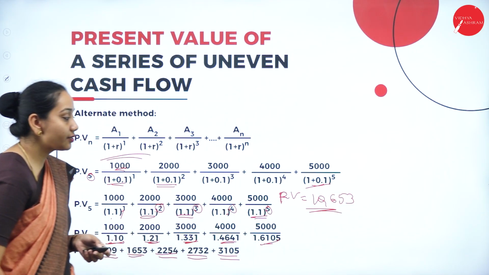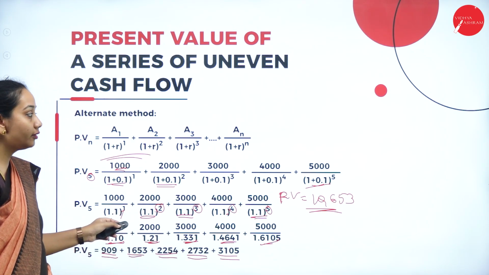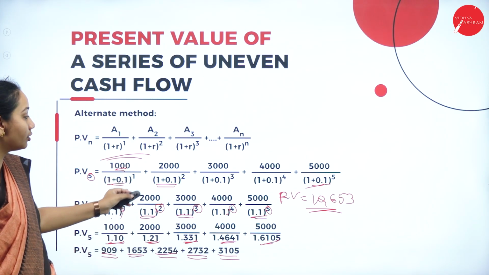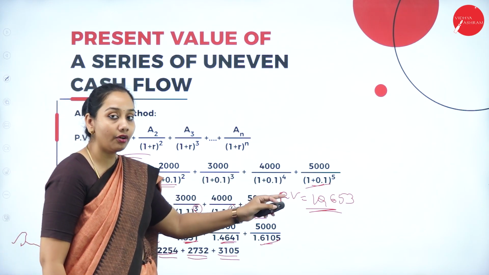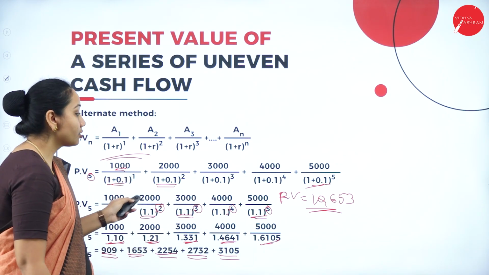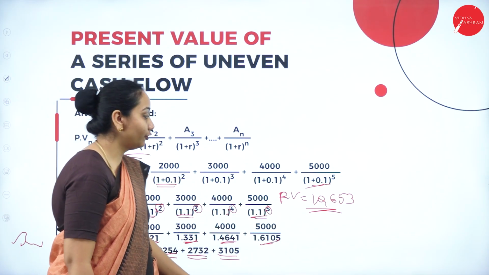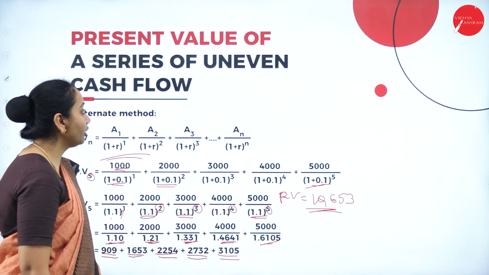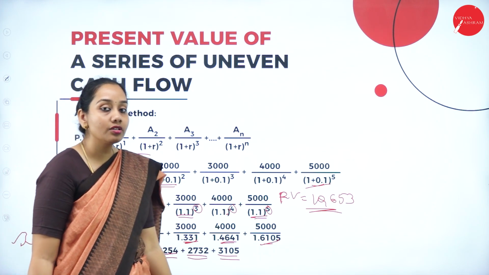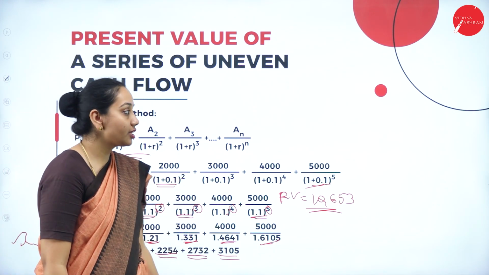So 10,653 is the total present value if you are going to invest 1,000, 2,000, 3,000, 4,000, 5,000 over a span of 5 years. Then you are going to get the present value of 10,653 rupees. This is how you calculate the present value if there are any uneven cash flows invested.